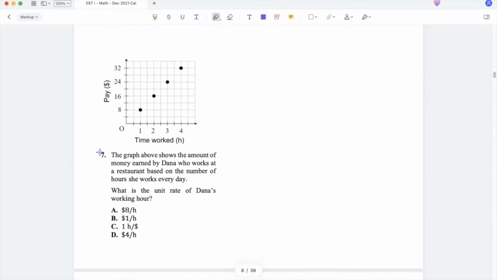The graph above shows the amount of money earned by Dana, who works at a restaurant, based on the number of hours she works every day. What is the unit rate of Dana's working hour? So for 1 hour, she gets 8. For 2 hours, 16. So $8 per hour.